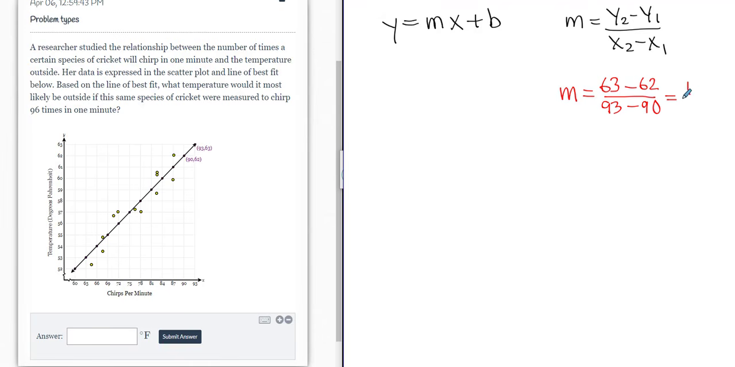63 minus 62 is 1. 93 minus 90 is 3. So it looks like the slope breaks down to a nice even 1/3. Got it. So now what we're going to do is take that 1/3 and substitute that in for m.